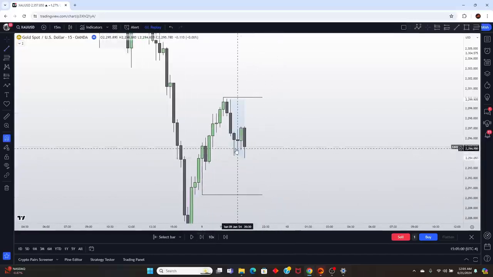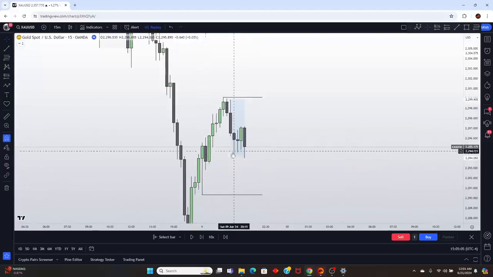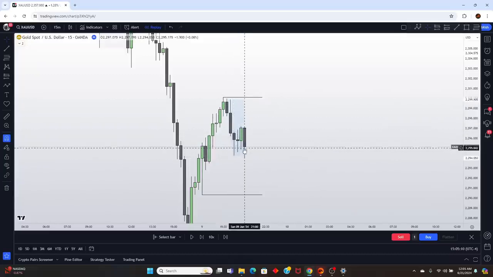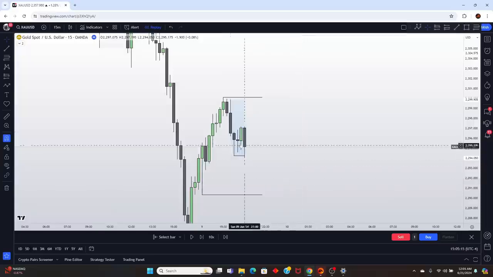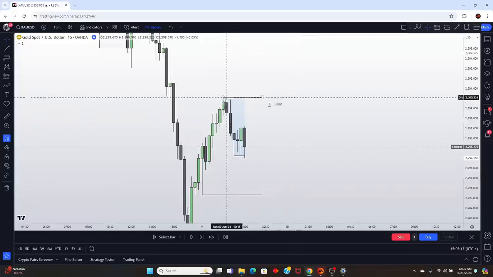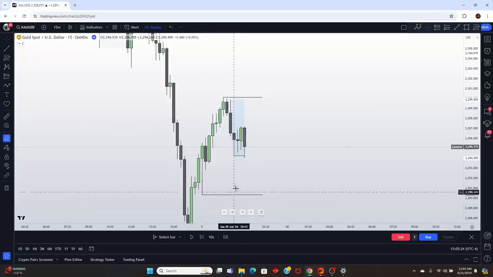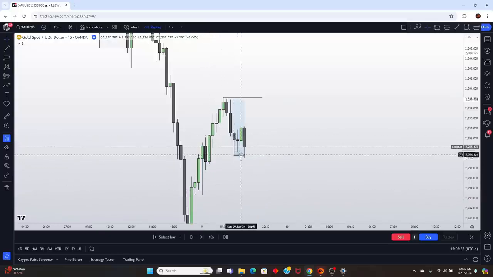Now notice what happened here. While we're going down to take out this low, we created another low. Okay. So if that happens and you see that the low is taken like that, so initially we had this high and this low before the 8 p.m. open. But after the 8 p.m. open, while we were going down, we also created another low. So now this low becomes invalid, and this low becomes a key level or point of interest.